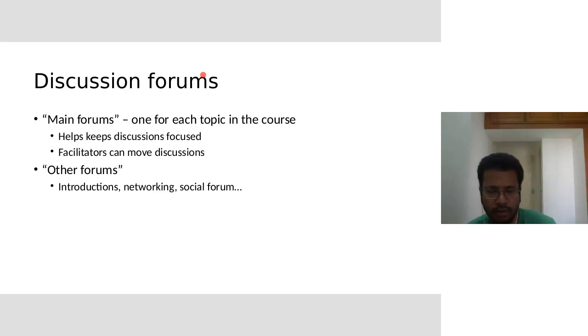And then the forums. We have all the forums in one place. In the main forums, there's one for each topic to keep the discussions focused. There's a forum specifically for discussing research ethics, and a forum for publishing a paper in a journal. Still, there are learners who post in the incorrect forum, and facilitators can move those discussions. That's quite easy to do in Moodle. Then there are other forums: introductions, networking, and a social forum. We use labels to split the two categories of forums. It seems to work. It's really nice to see all the forums and unread posts in one place, and quickly dip in and out of any forum, as opposed to putting the forums within the course topics. I prefer this approach.